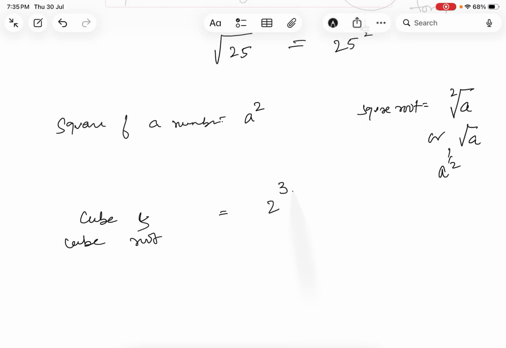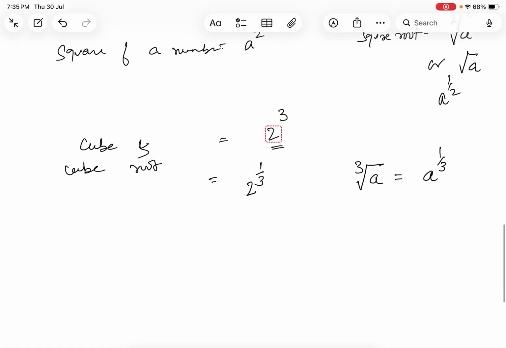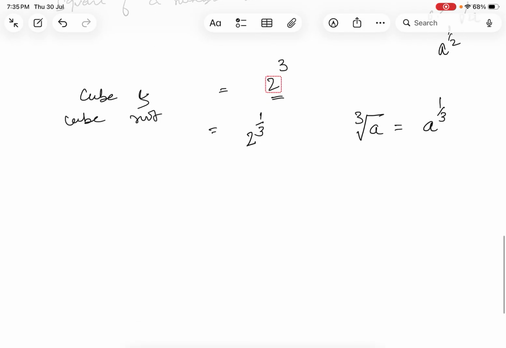Similarly, when you have cube and cube root, cube means something to the power of 3, and that is the index form. If you have to write a cube root in index form, then it will be something to the power of 1 upon 3. Say a is any number, so the cube root of a can be written as a to the power of 1 by 3. So this is a very simple representation of the cube root in index form.